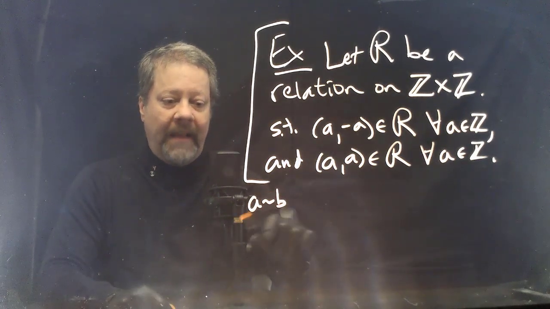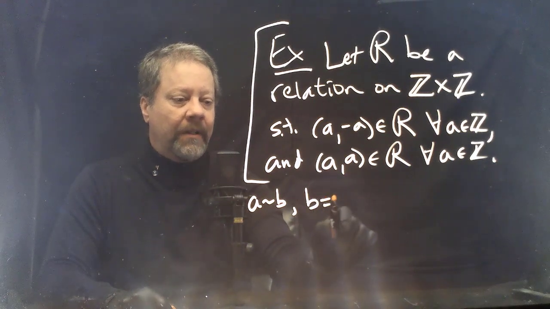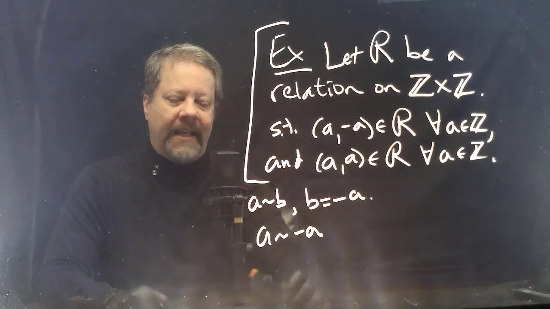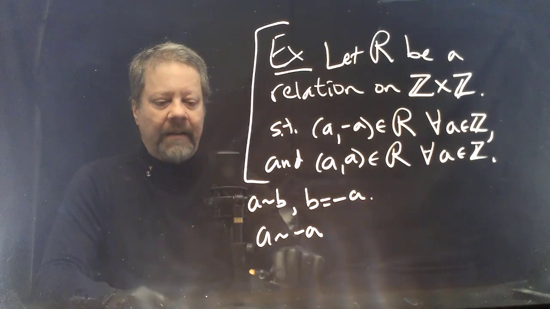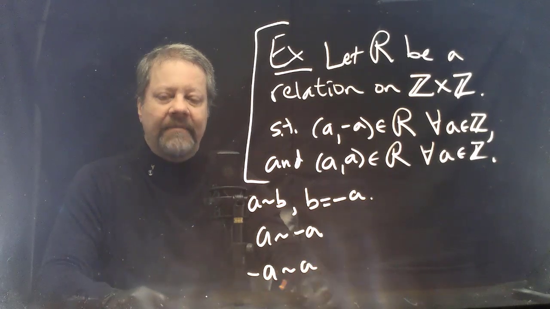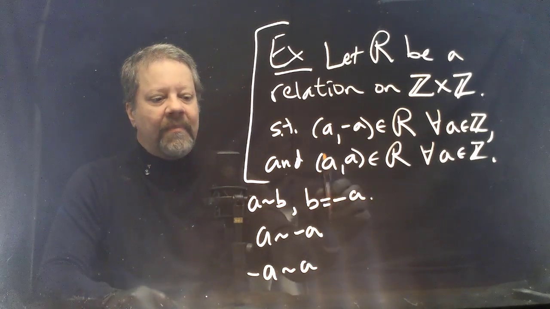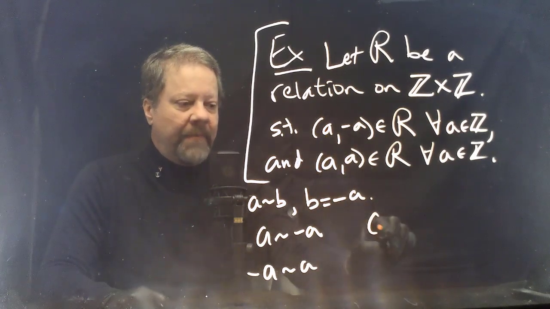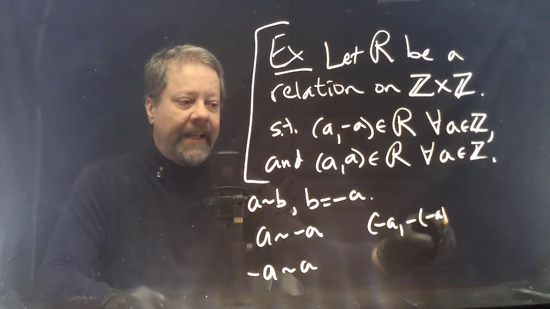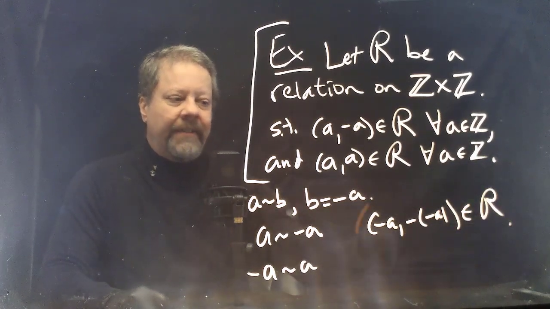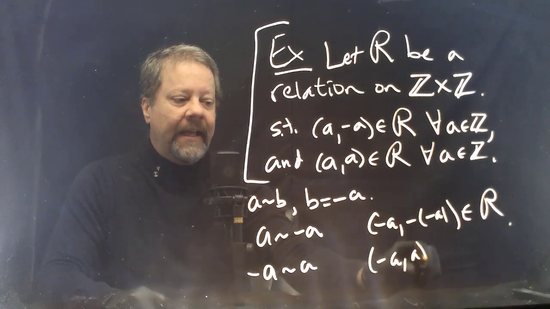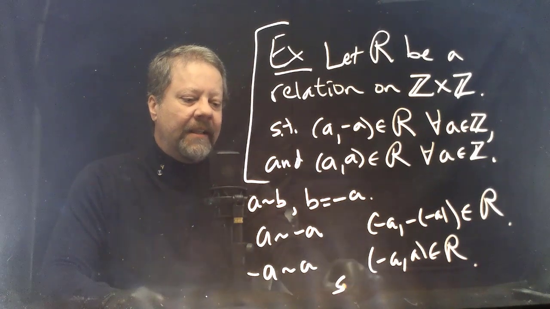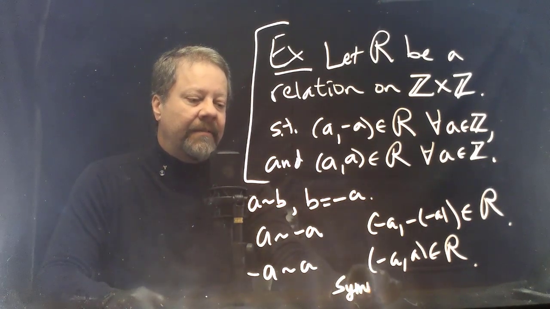So we're assuming A is equivalent to B, but we're going to look at the case B equals minus A. Then A is equivalent to minus A. Does it necessarily follow then that minus A is equivalent to A? And the answer is yes, because every pair of this form has to be in there. It means that (negative A, negative A) must also be an element of our relation, which means minus A is equivalent to A. So we see then that this equivalence relation is symmetric.